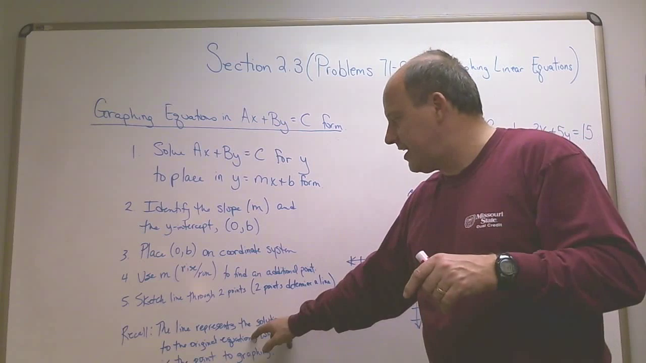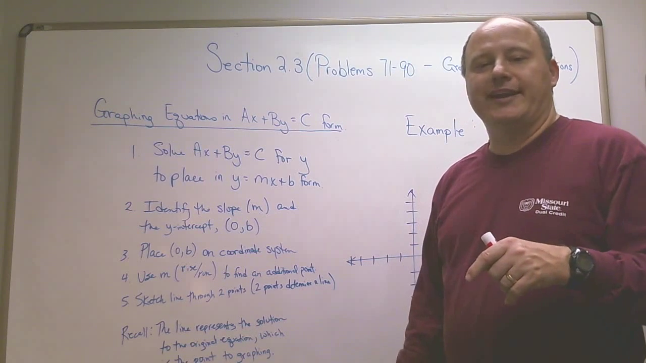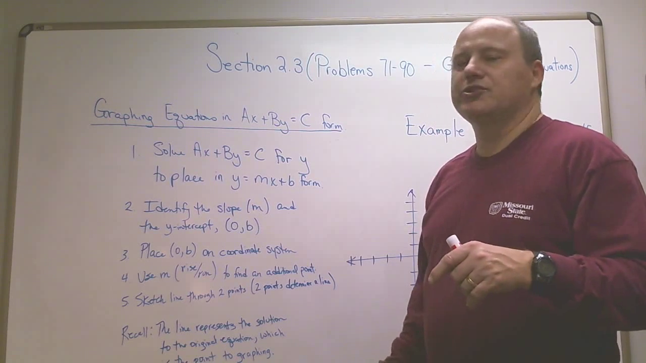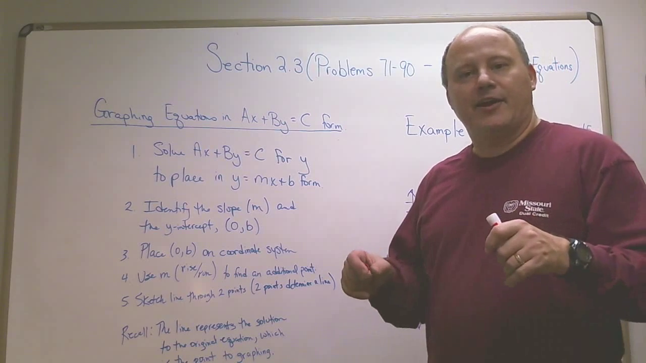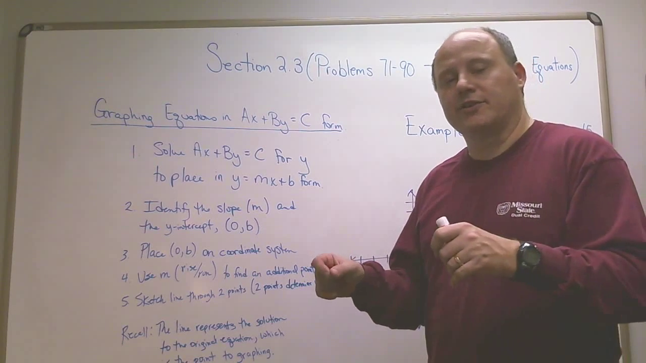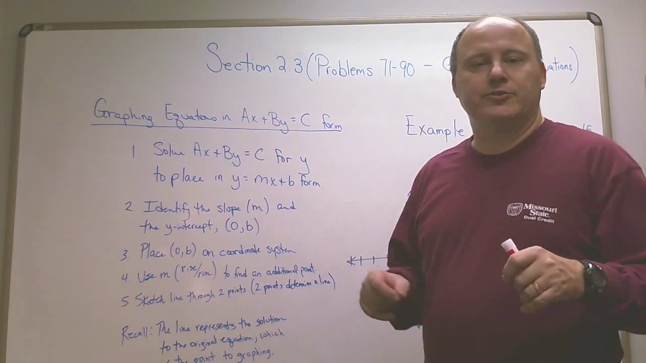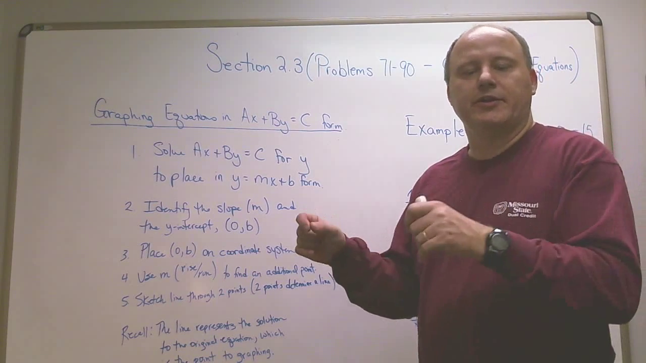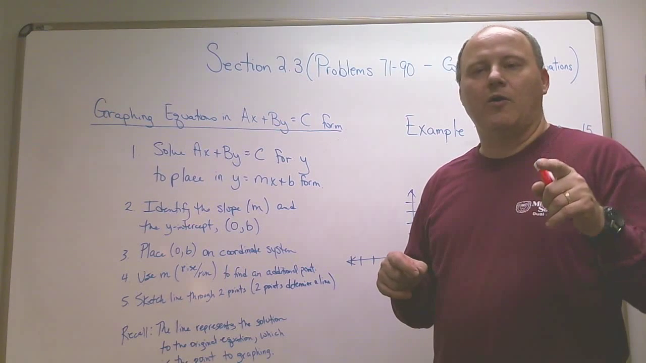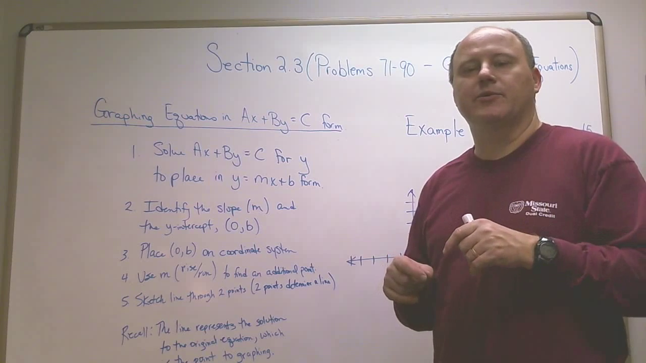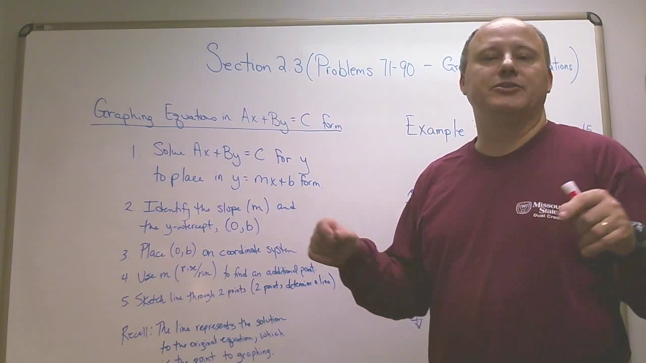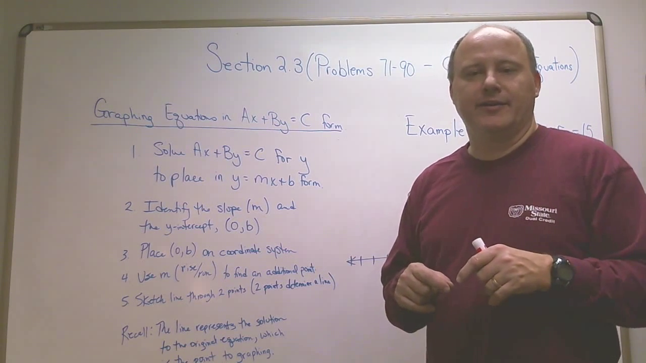Now I want you to recall, and this is not just for lines, it's for any graph that you ever do in a college algebra course: a line represents the solutions to the original equation. That graph is the solution to a linear equation. Any graph that you'll ever do in this course corresponds to a particular equation. But that graph, once it's done, is a set of ordered pairs, and all those ordered pairs work for that original equation. So when I say graph, another way to say that is find all the two-dimensional solutions.